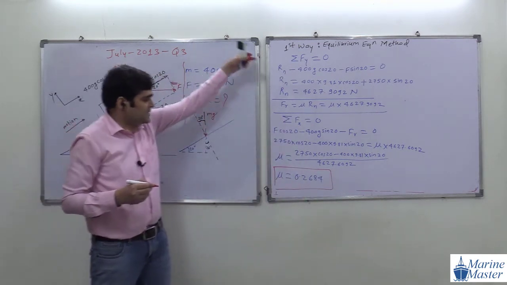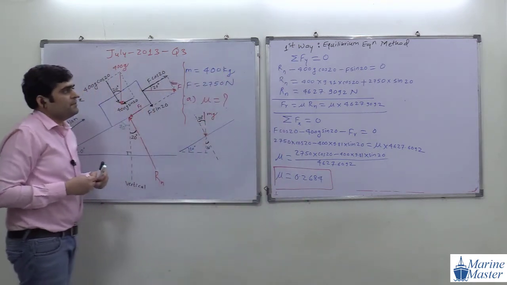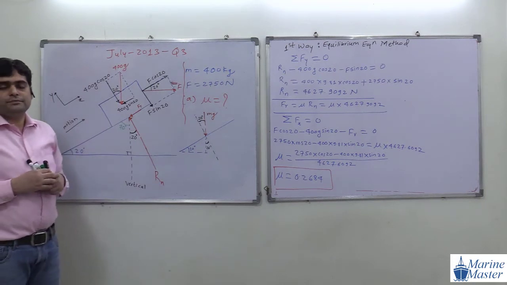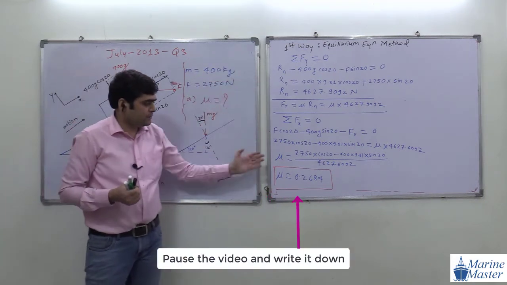Okay. So guys, please write down this way. First way, equilibrium equation method. Please everyone write down all these points.